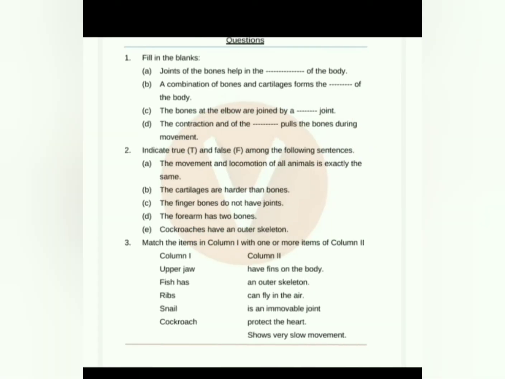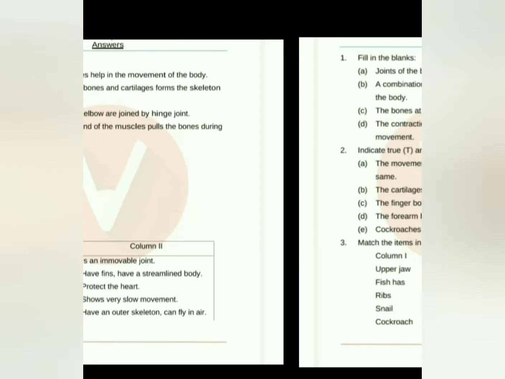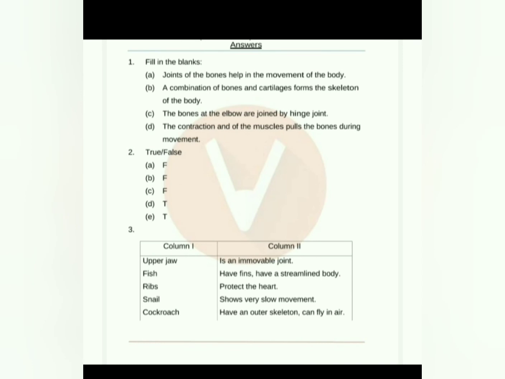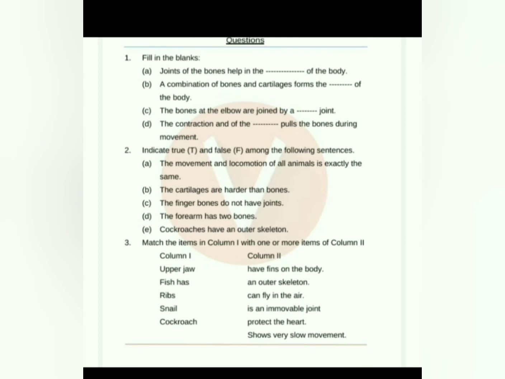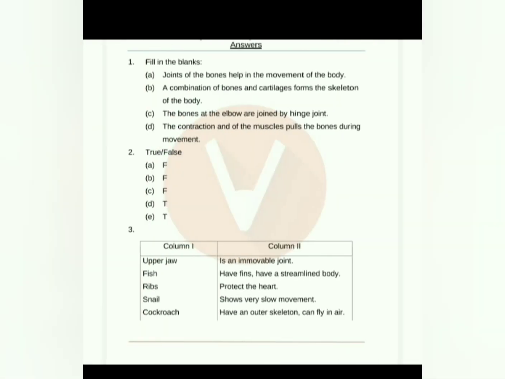Next one is snail. Select the correct answer quickly. The answer is shows very slow movements. Next, for cockroach, select the remaining option which is suitable for cockroach. Cockroach has an outer skeleton and cockroach can fly in the air also. Cockroach walks on the ground and flies in the air also. So, it is the correct answer.